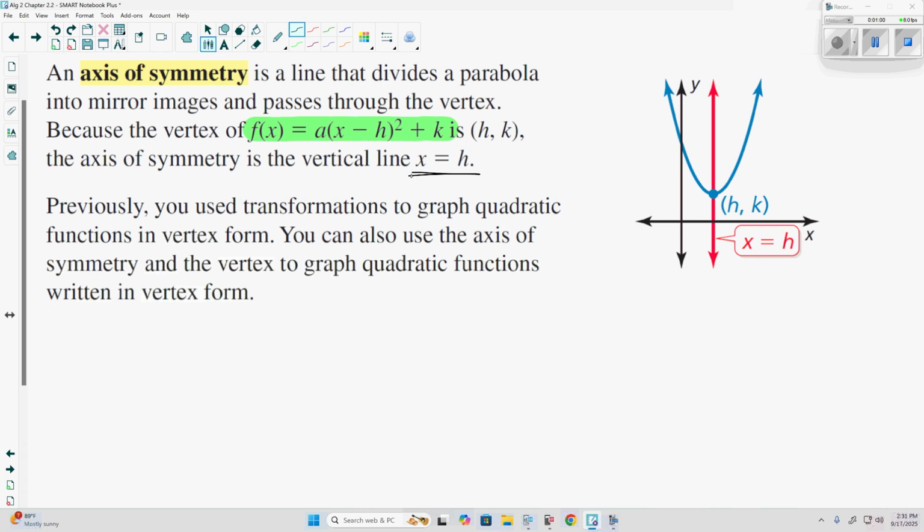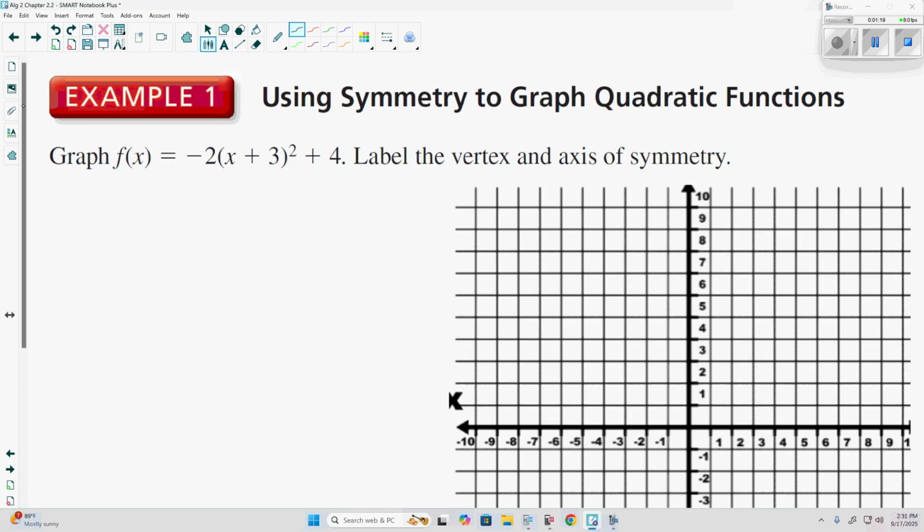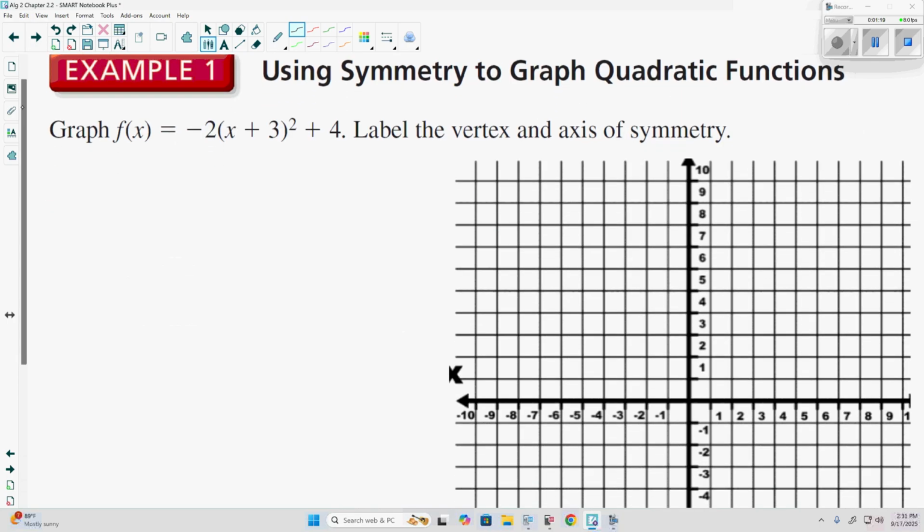And we can use this information to be able to graph the equation of the parabola. And with a parabola, we need 5 points to be able to graph it. We need the vertex, 2 points to the left, and 2 points to the right to be able to get a good graph of the parabola. So let's go on and look at this first example here.